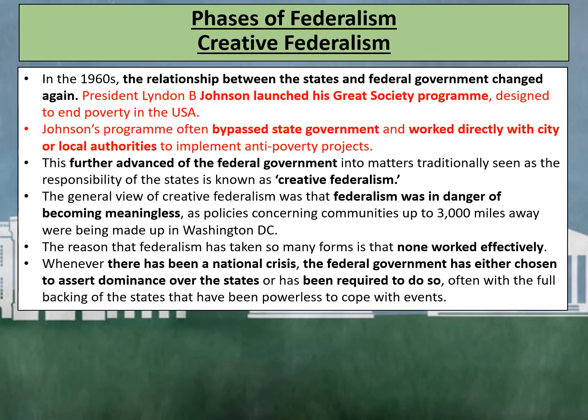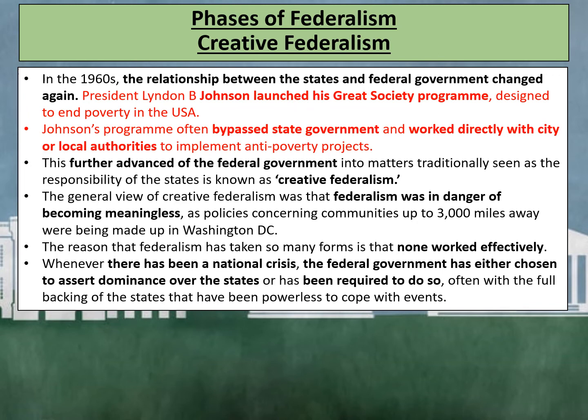This further advance of the federal government into matters traditionally seen as the responsibility of the states is known as creative federalism. The Great Society program provoked backlash, however. Americans, almost of all political persuasions, agreed that federalism was in danger of becoming meaningless, as policies concerning communities up to 3,000 miles away were being made in Washington, D.C.